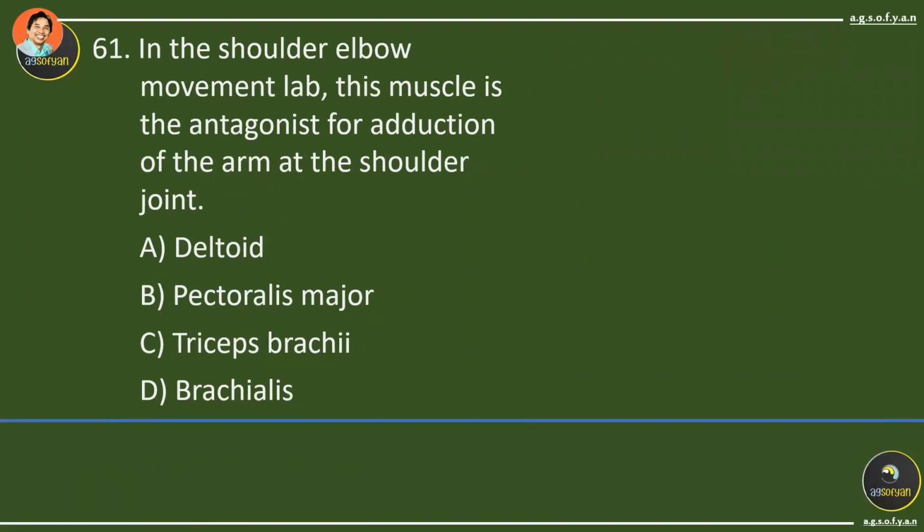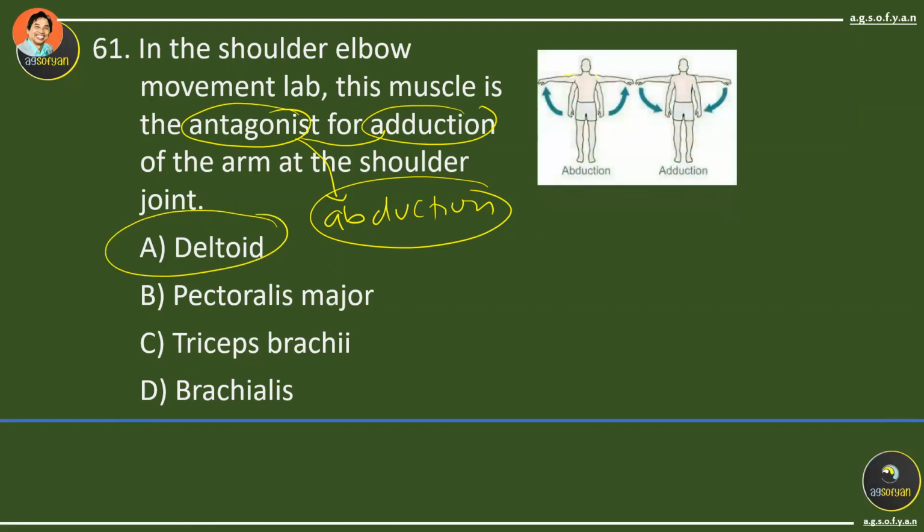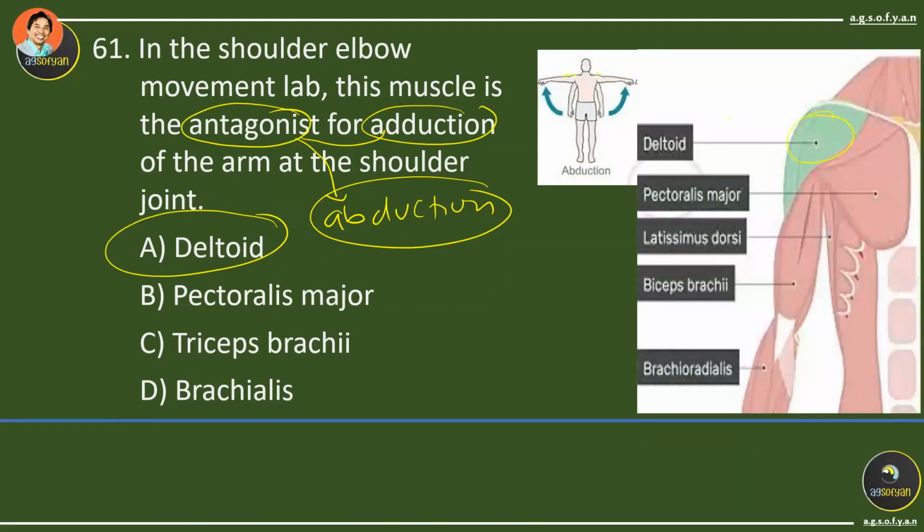Okay, so read this carefully. In the shoulder elbow movement lab, this muscle is the antagonist of adduction. Just remember, the antagonist of adduction will be abduction. So which muscle actually performs abduction? Of course, it is the muscle in the shoulder, called the deltoid muscle. So muscle that performs abduction will be the deltoid muscle.